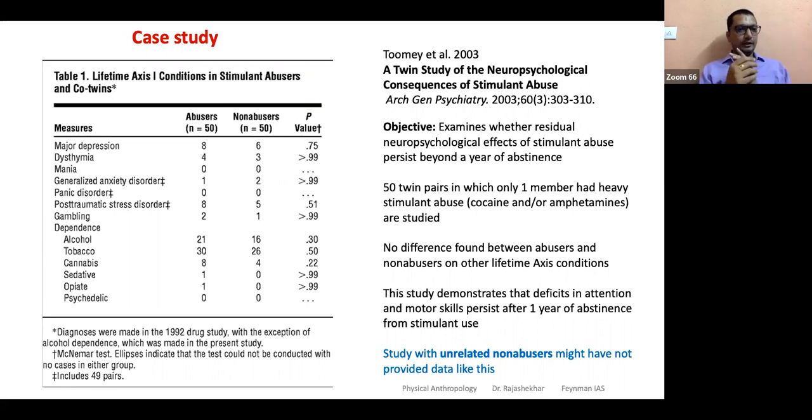So we need a reference point, right? Otherwise, everyone probably has depression. But compared to non-abusers, are they experiencing more depression than others? That is what you need to answer. But imagine if you take unrelated people. Let's say you take person A and person B. One is an abuser, another one is a non-abuser. How do you know the impact is only because of the drug abuse? Let's say that you found person A is the abuser, B is the non-abuser, and A shows more depression than B, for example. How do you know that is because of the drugs?